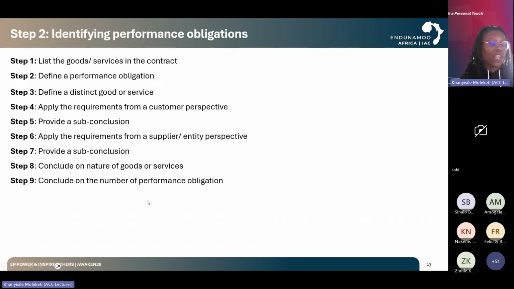So take the structure, and my suggestion would be when you attempt the question, start writing it down. Promises in the contract, customer perspective, supplier perspective, so that you are able to remind yourself and work through it methodically as you answer the question.